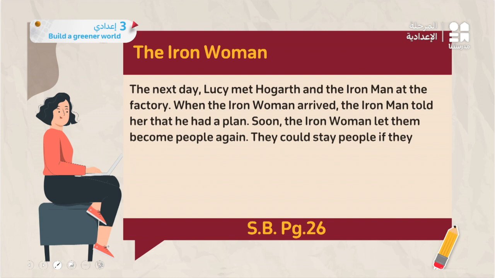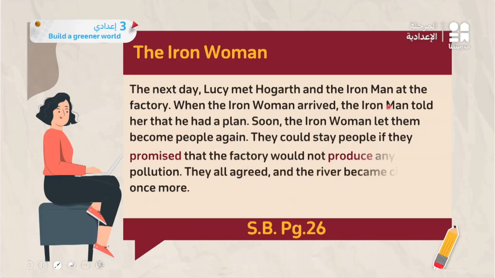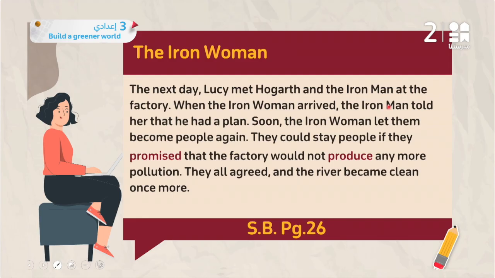قابلت هوغارث والأيرون مان. When the Iron Woman arrived, the Iron Man told her that he had a plan. قال لها أنا عندي خطة. قال للأيرون Woman. Soon the Iron Woman let them become people again. قدرت الأيرون Woman ترجعهم إنهم يبقوا بني آدمين أو بشر تاني بعد ما كانت حولتهم لسمك. طبعا of course this passage is just fiction يعني هي خيال متاخدة من قصة بس فيها عبرة في الآخر إحنا عايزين نتعلمها. They could stay people if they promised.